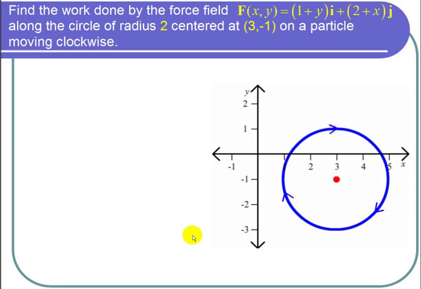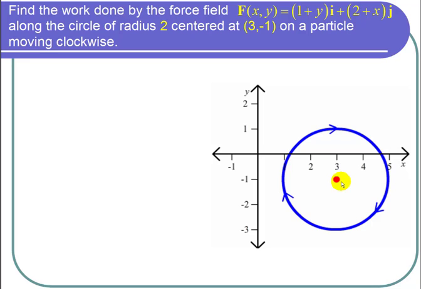So let's sketch the curve. We have a circle. The particle is moving clockwise. The center of the circle is 3, negative 1, and the radius is 2. So let's parameterize this circle.